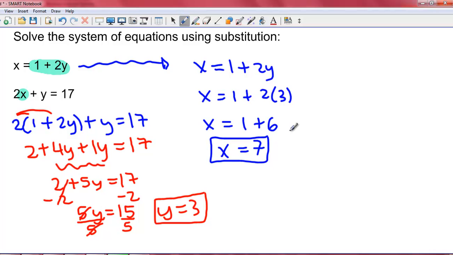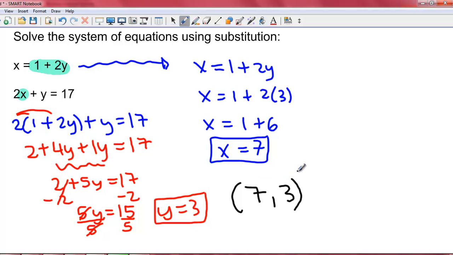So we have the two values, x and y, so we can write that in an ordered pair, and we get our ordered pair 7, 3. Remember that the x value always comes first when you're writing an ordered pair, so that's why we write the 7 first and then the 3, which is our y value.